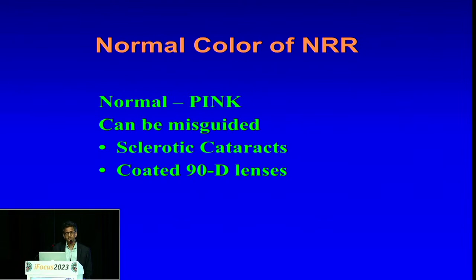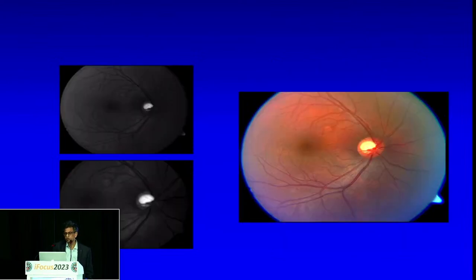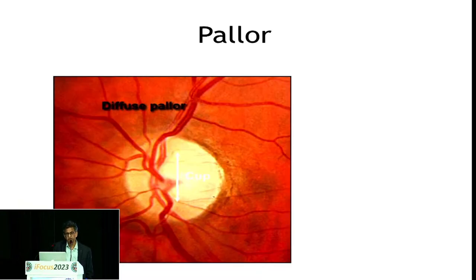The color of the disc is very important. Many a times you'll realize that this is not the normal color. Normally it should be pinkish, but because of the sclerotic cataracts, coated 90Ds, etc., you can get wrong colors. Sometimes if you're taking only photographs, they may be overexposed and then again you'll miss out on the color. Again, red-free in these cases will give you a greater advantage.